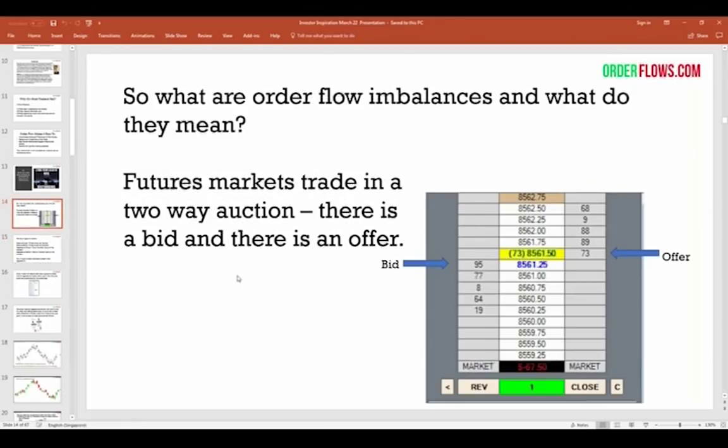Now, when you look at the DOM, passive buyers are basically people trying to buy on the bid or below. So you see 61.25, there's 95 buyers. 61 even, there's 77. 60.75, there's 8. These are passive buyers down here. They're waiting for the market to come to them. And passive sellers are people that are on the offer or above. So at 61.5, you have 73 contracts, 89 at 61.75, 88 at 62, 9 at 62.25. These are passive sellers, these are passive buyers.